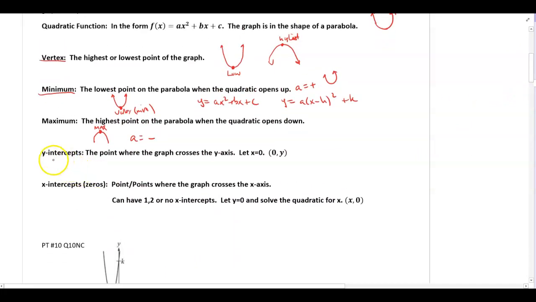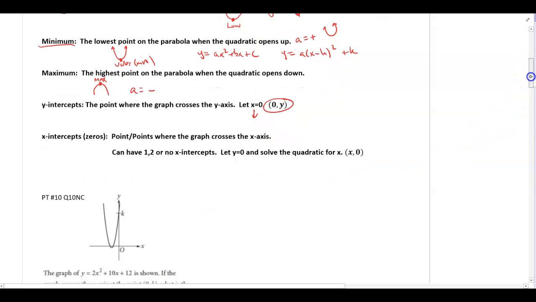Now, you also have a y-intercept, right? Just like linear functions, it's the point where the graph crosses the y-axis. How do we find it? We let x equal 0, and it will be whatever y is.